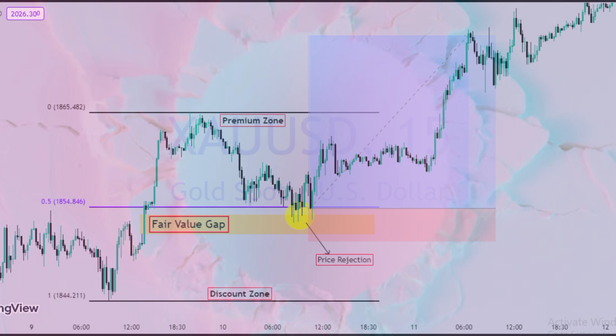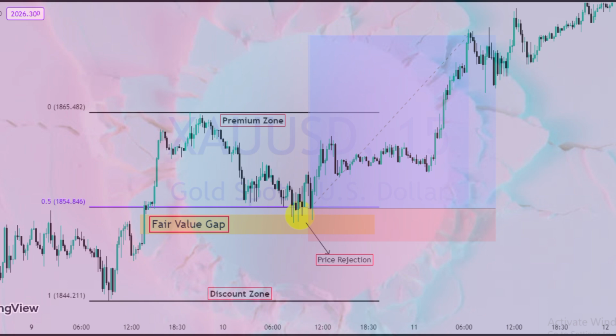If one is not present, you can look for the second, and so on. If there are multiple ICT buying tools present in the discount zone, you can wait for price to test any one of them and get rejected, so you could execute a buy trade. A real market example is shown on the screen.